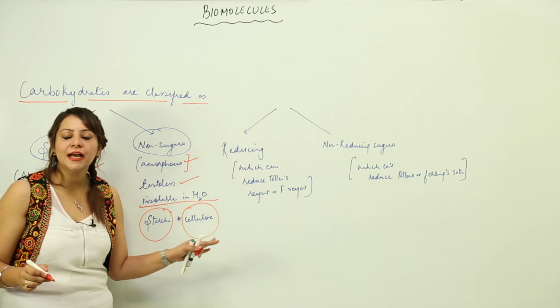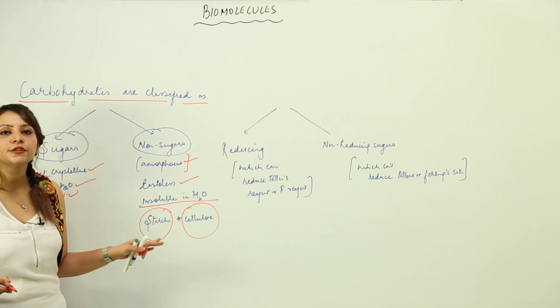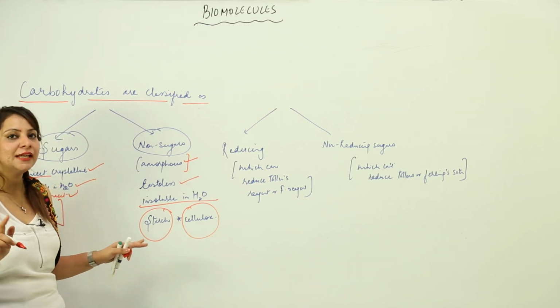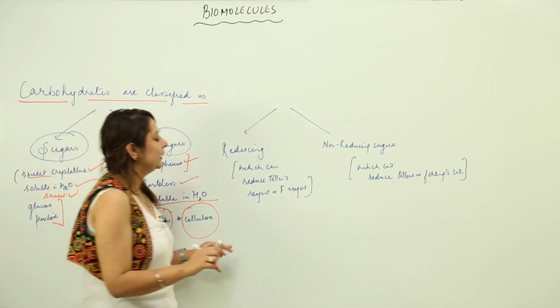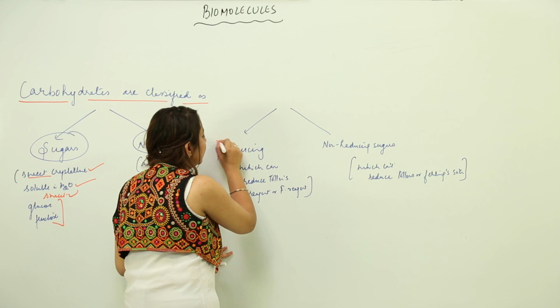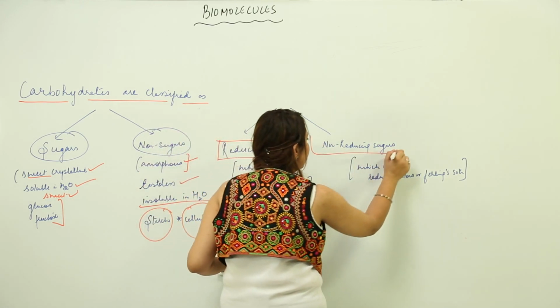You know that cellulose is a component of the plant cell wall, it is tasteless and amorphous, and it is regarded as a non-sugar. Likewise, we can classify the sugars further into reducing and non-reducing sugars.